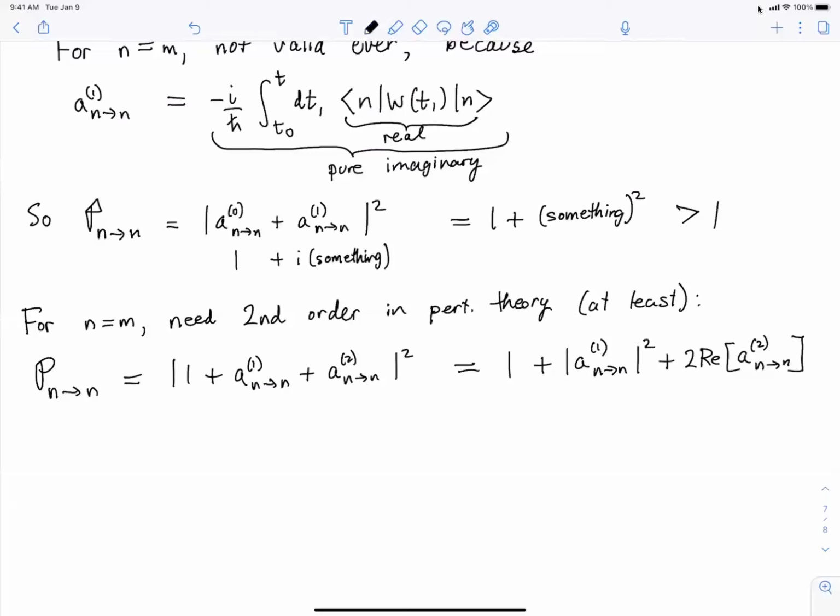Okay, and then there are more terms. For example, there's the cross term when I do the square between this and that. But that will be third order in perturbation theory because this will have 1 W in it and this will have 2 W's in it. And so the product of them will have 3 W's in it. And so if we're just working to second order in perturbation theory, we are done. So I'll write here plus third order.